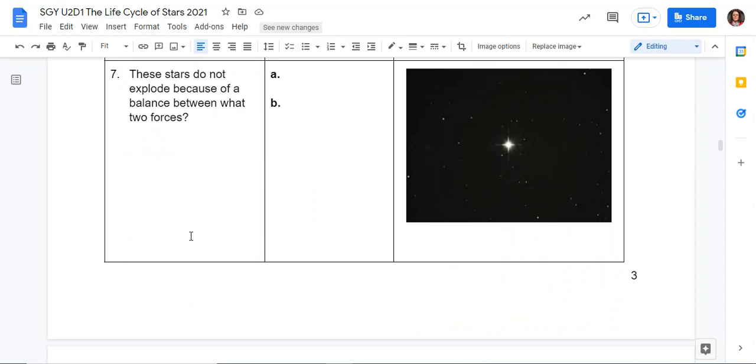Number 7, these stars do not explode because of a balance between what two forces? And those two forces are the gravity that is holding them together because they have so much mass. Remember, most of the mass in our solar system is in our sun. So there's an enormous amount of gravity in a star, balanced by the energy being created by the fusion reactions in the core. So there's a balance there, and that's why they don't explode.